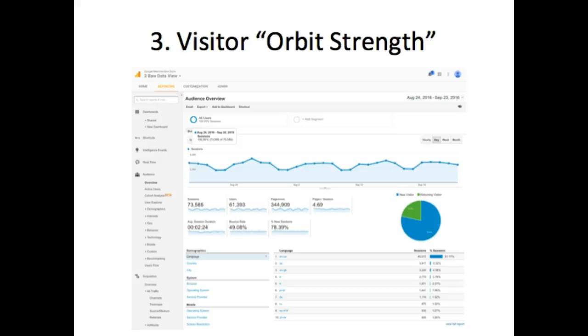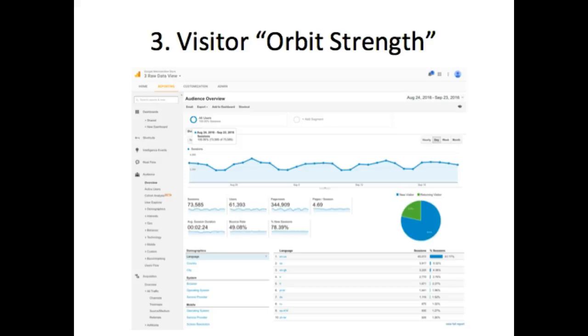And it's kind of like our visitors. The tighter the orbit, the more frequently they're coming back, the longer they're staying, the more engaged they are. And the wider the orbit they have, the less engaged they are. So keep that in mind as we move through step 3. Like I said, we're trying to figure out how loyal they are to the company.